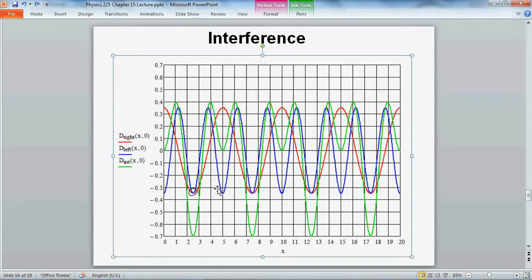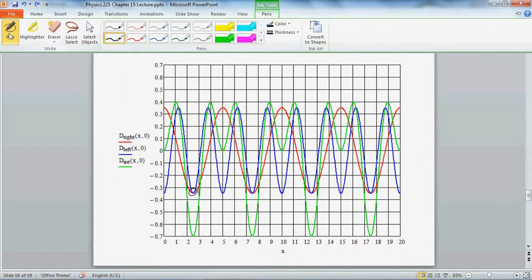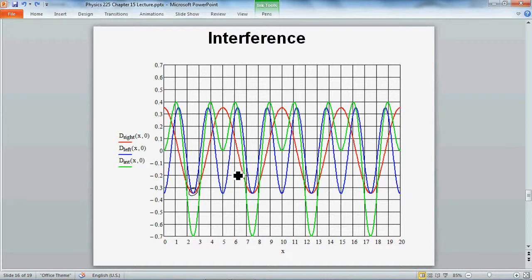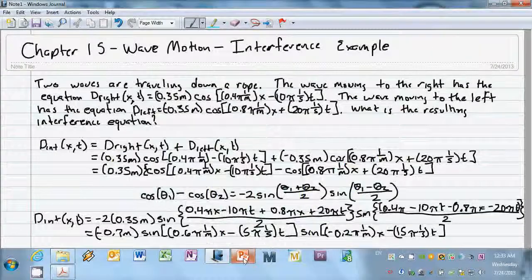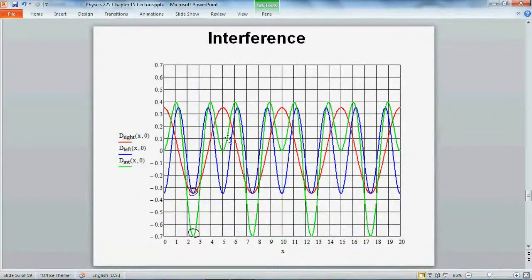What happened to my picture? There we go. Guess I deleted it. Sorry. I don't know why my program is giving me all these dings, so I apologize.